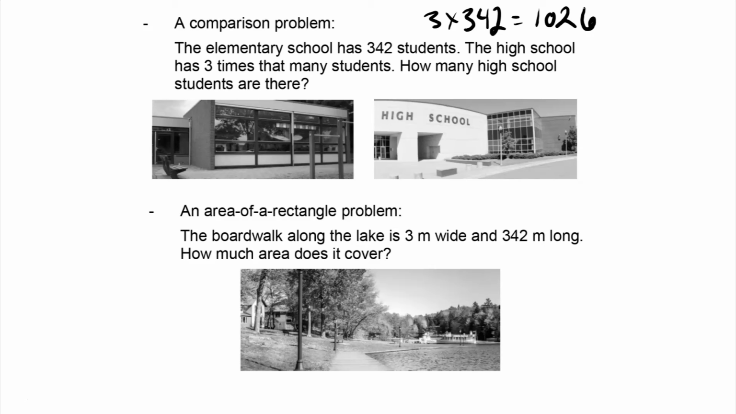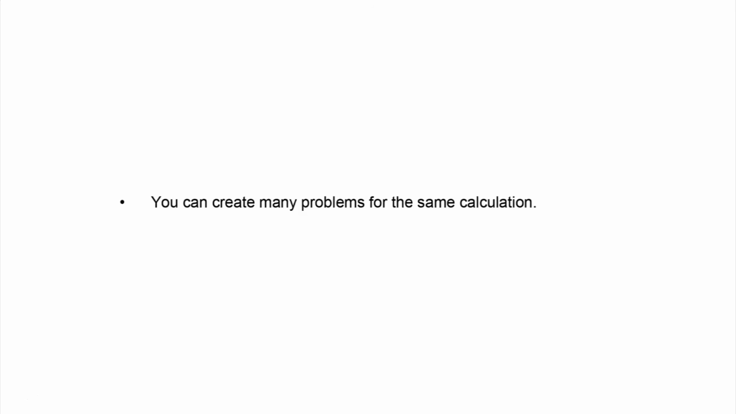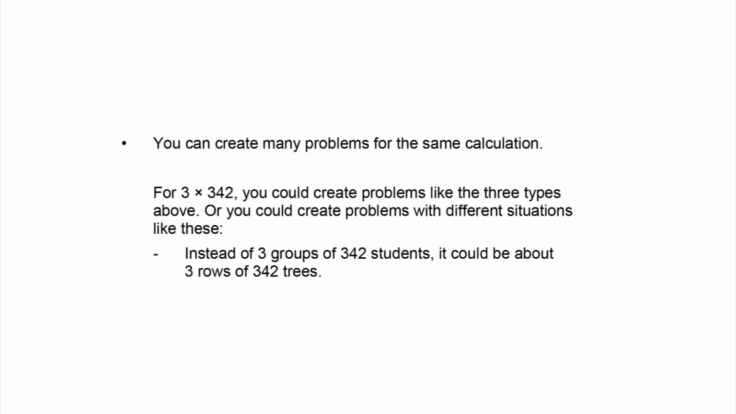An area of a rectangle problem. The boardwalk along the lake is 3 meters wide and 342 meters long. How much area does it cover? Obviously, same math. 3 meters by 342 meters is still going to give us 1,026. You can create many problems for the same calculation.